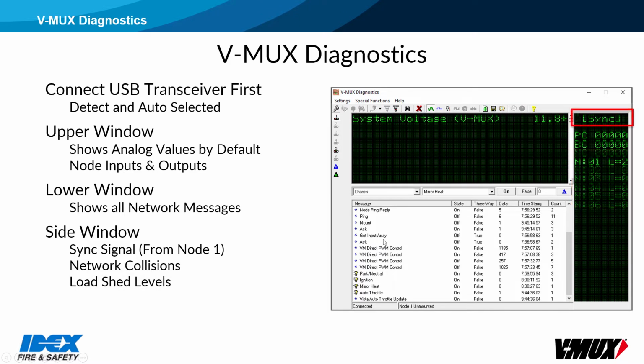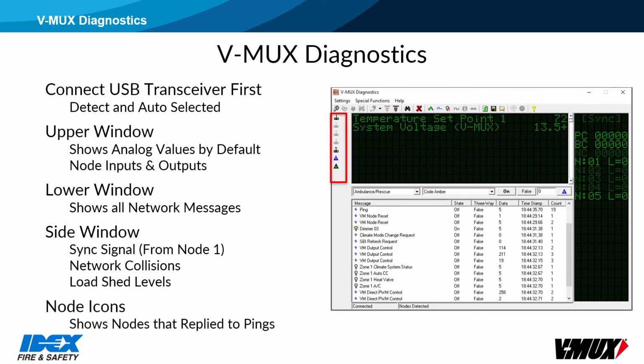The sync signal is used to synchronize flash patterns from node to node, and always comes from node number 1. The V-MUX system voltage, seen in the upper window, is also sent from node 1. There are node icons along the left edge of the window, used to indicate which nodes have responded to pings.